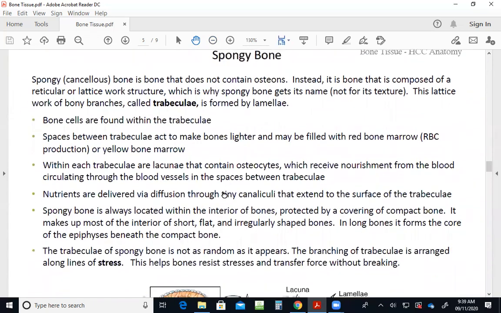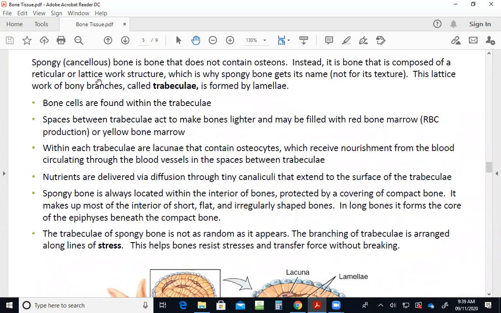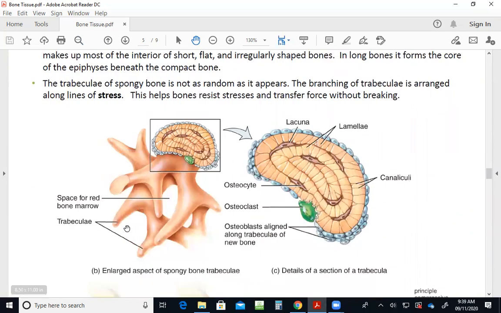All right, spongy bone, remember, also known as cancellous bone, is bone that does not contain osteons. So you don't see those cylindrical units like we saw on the previous page. Instead, it's bone composed of a reticular or latticework structure, which is why spongy bone gets its name, not for its texture. It's not spongy like soft. It's really hard, but it's got those big holes in it, kind of like Swiss cheese. That's because of the bone branches called trabeculae that are not thick all the way through. There are gaps in there, which is where you find a lot of bone marrow, specifically red bone marrow.